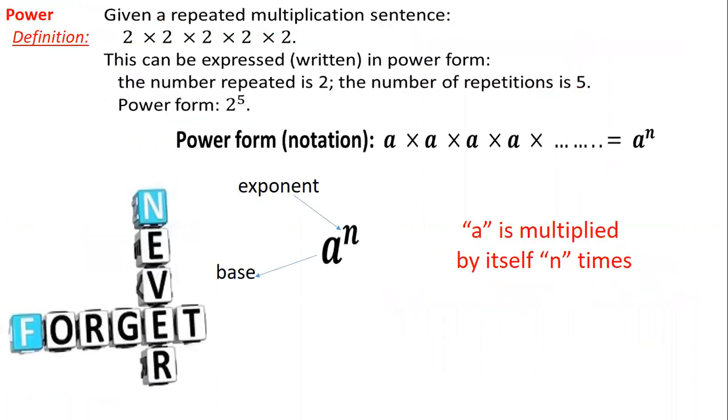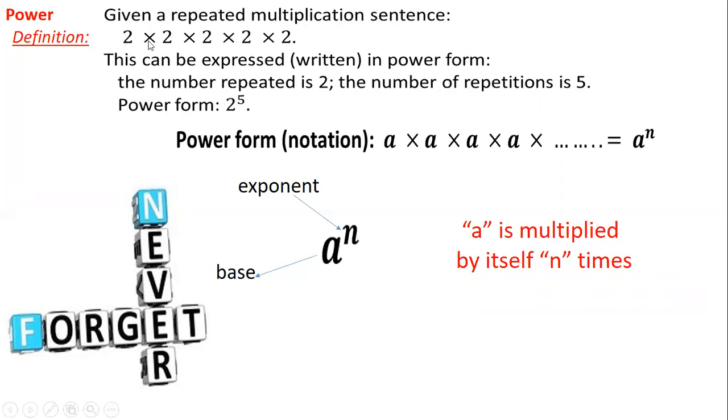Of course, we have studied together the powers lesson. We said that the general power form, don't forget it, is A to the power N. So any power is expressed in this form, A to the power N, where A is the base and N is the exponent. So A is the base and N is the exponent.